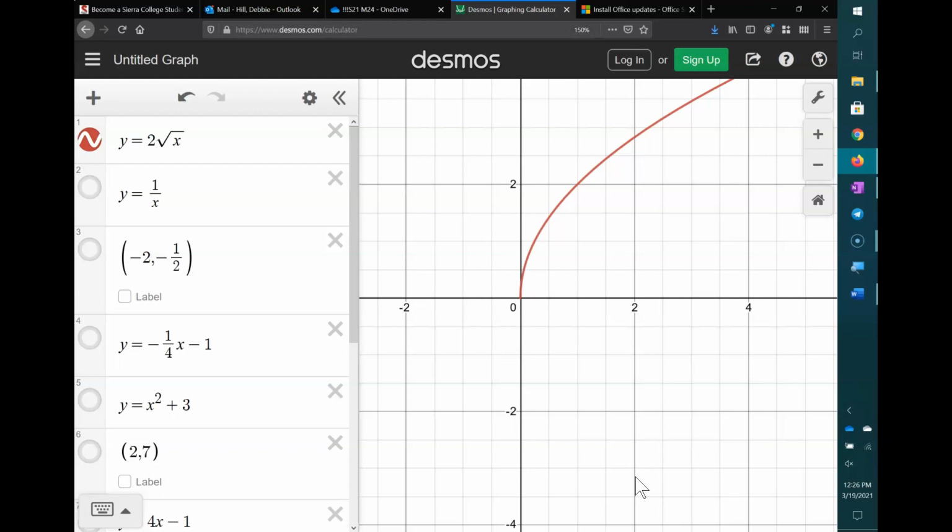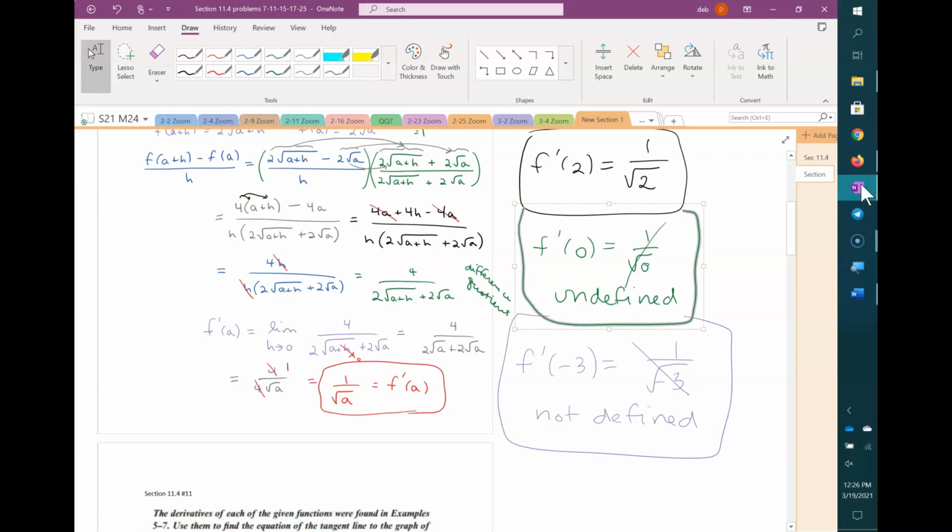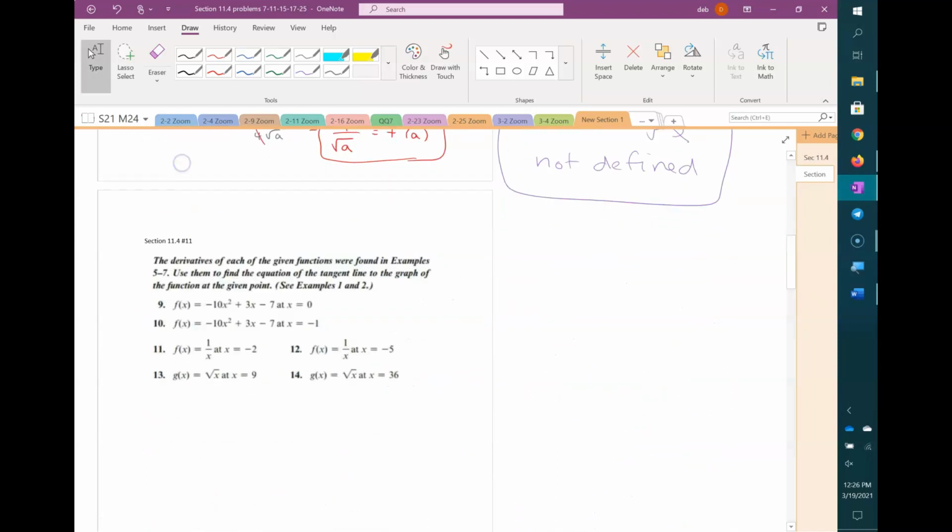vertical line has a slope that's undefined. So if you're asking about the slope of the tangent line, it's going to be undefined when x is 0. And then you can see that there's not even any function happening for negative values of x. So the function is not even defined. Okay, so that's number 7.